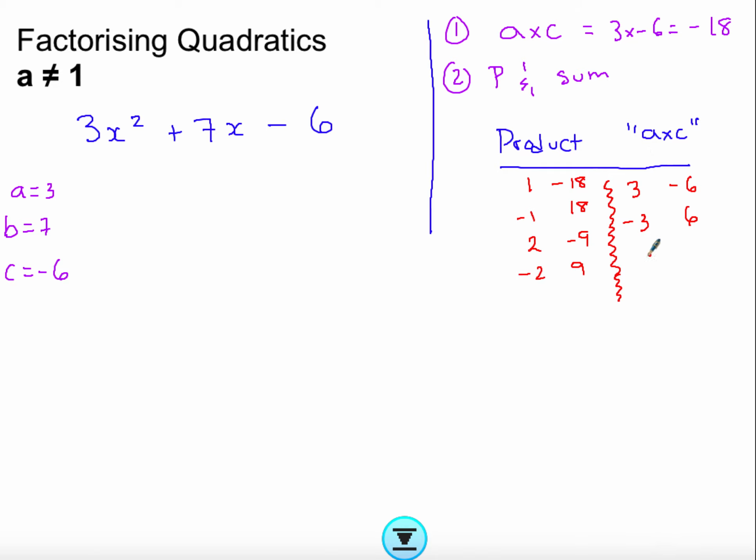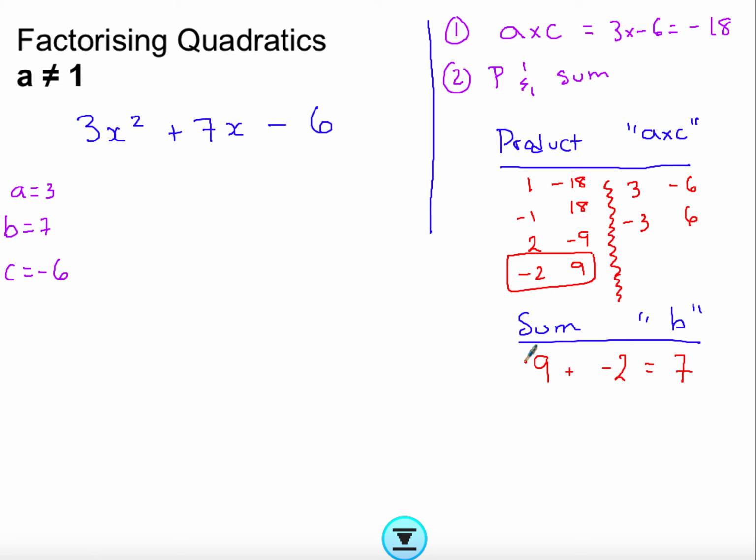So these are all my numbers. Now from these numbers, I need to find a sum, and the sum will still be the same. Which ones add up to give b? So it's only the product that's different here. The b is 7, and I could go through all of them, but I can spot the 9, and minus 2 will give me a 7. So this is the pair I'm looking at.